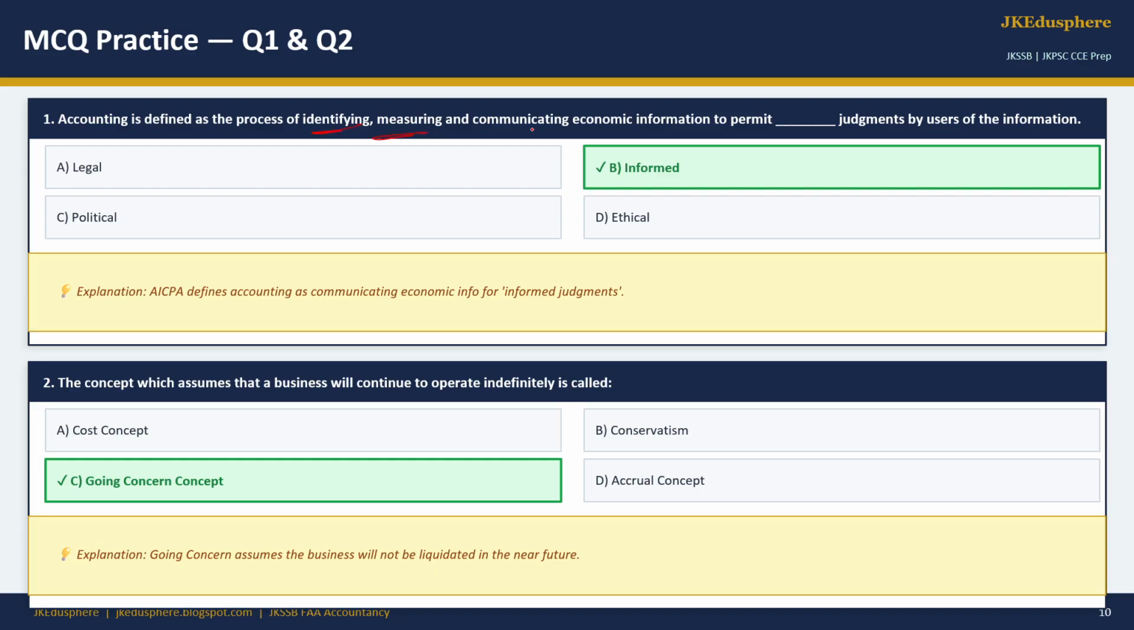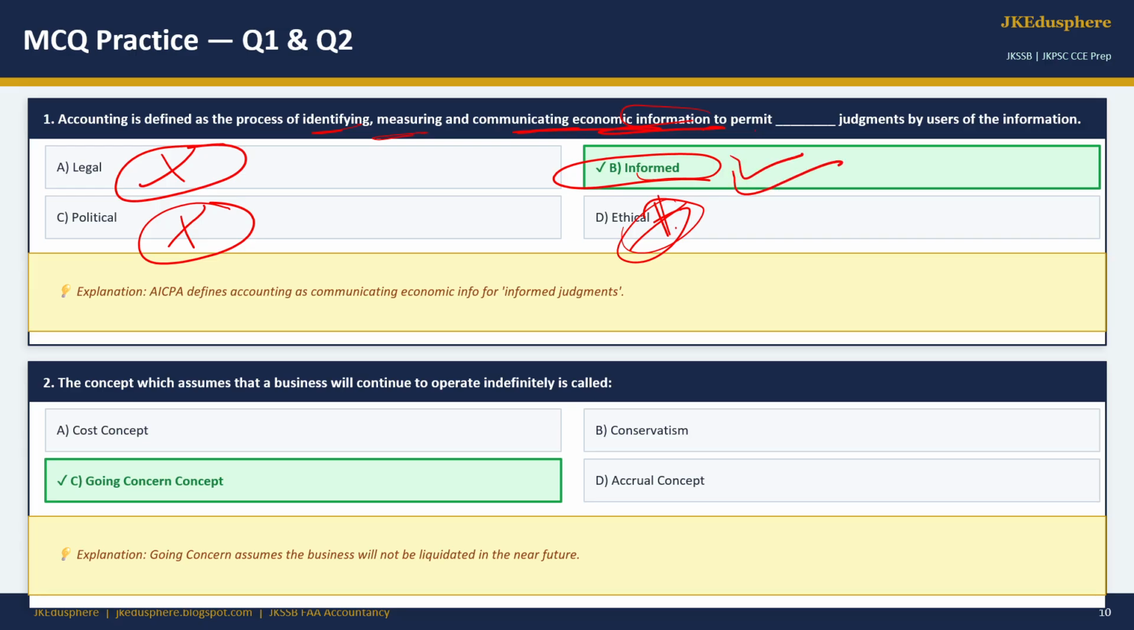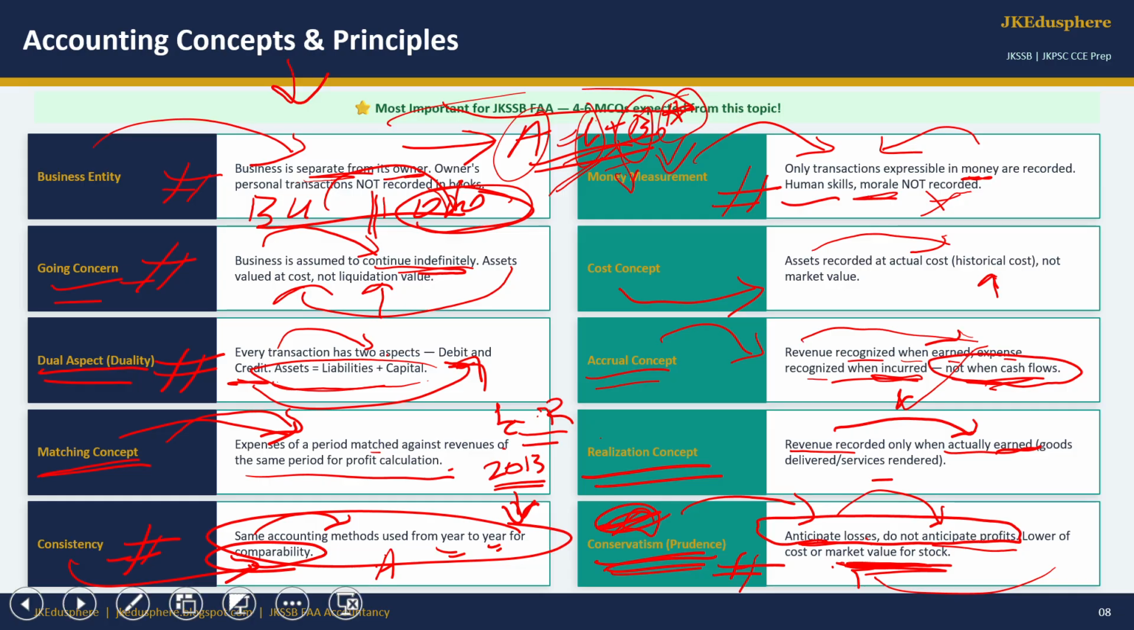So accounting is defined as the process of identifying, measuring, communicating economic information to permit informed judgment, not ethical. We don't need to see ethical in this. We don't need to see political or legal things in this. We need to see informed judgments. All right, so the next part, the concept which assumes business will operate indefinitely is going concern concept. So what is conservatism? So anticipate losses and not profit.